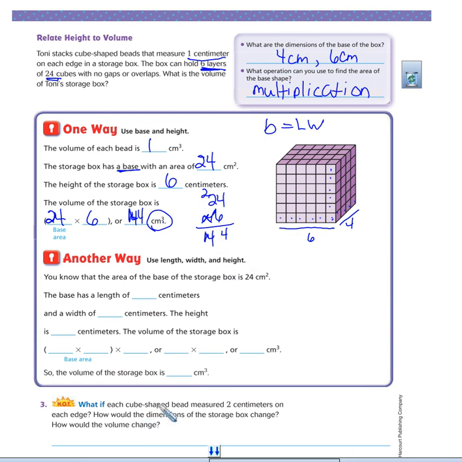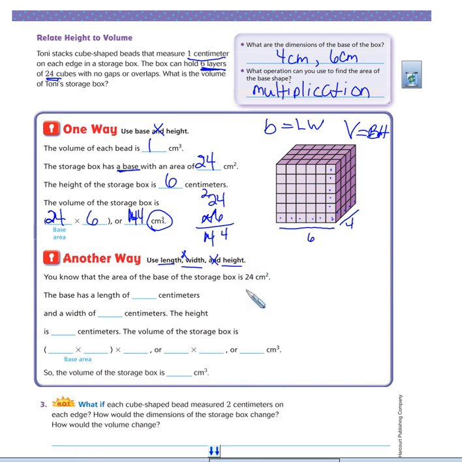So that's one way to solve the problem. You find the base, and you take your base, volume equals your base times height. Okay? The other way is to use your length, your width, and your height. And for my length, my width, and my height, I'm going to do the same operation and multiply them.